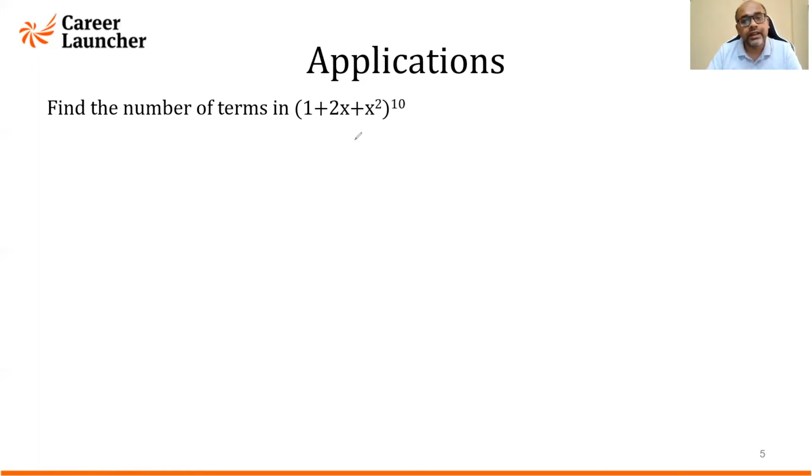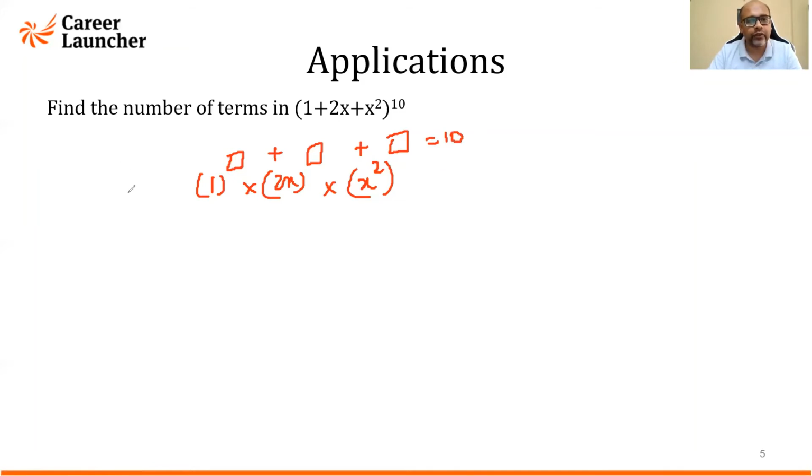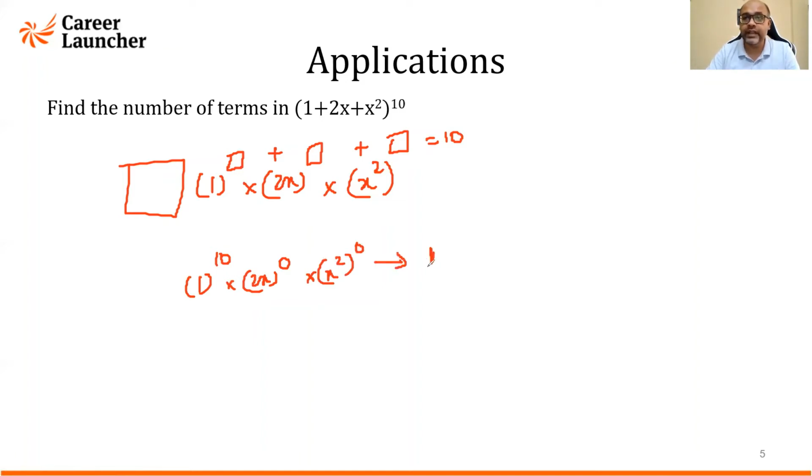What is the logic? Listen, every term will have 1 power something into 2x power something into x squared to the power of something, such that the sum of the powers is equal to 10, and there will be some big coefficient. This much is clear. Now, what is the least power of x you can have in this? The least power of x you can have is when 1 is raised to the power of 10, 2x is raised to the power of 0, and x square is raised to the power of 0. This becomes 1.